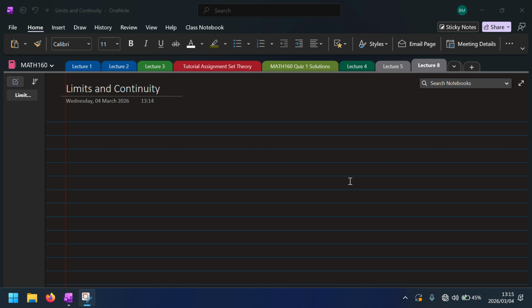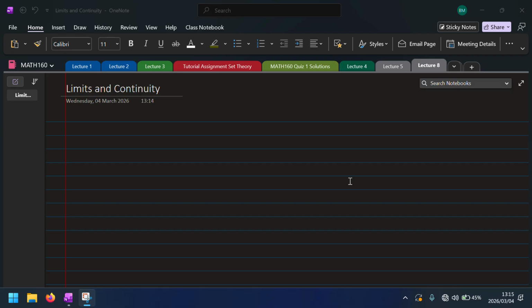Okay, let's get started. So this week we're going to be doing a new chapter, limits and continuity. For this session, we're going to finish off the introduction to limits. Later on in the semester, we'll come back to limits, so please don't learn and forget. We will see this again in a couple of weeks.